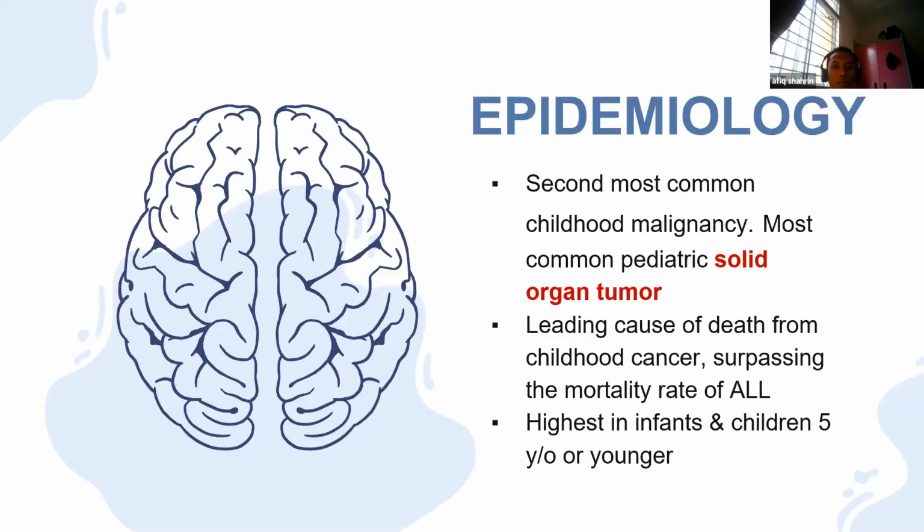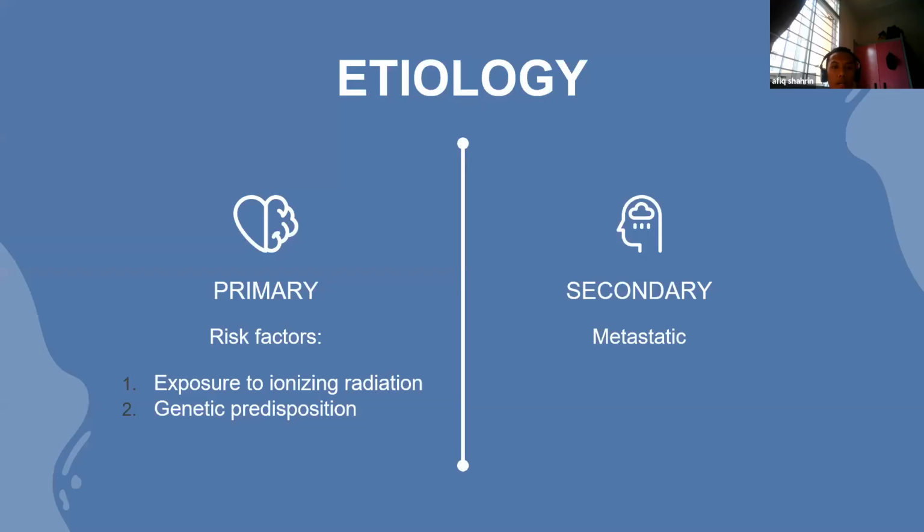Next, in terms of epidemiology, brain tumor is the most common solid organ tumor, which can be found in infants and also children 5 years old or younger. So the etiology can be divided into primary and secondary. Next slide. We have primary and also secondary. So basically, secondary comes from metastasis from other parts of the body or other organs.